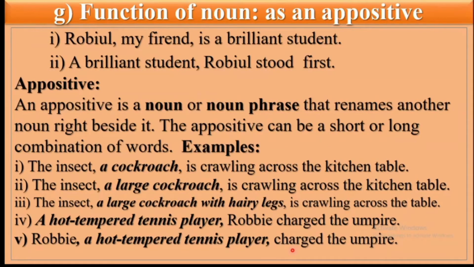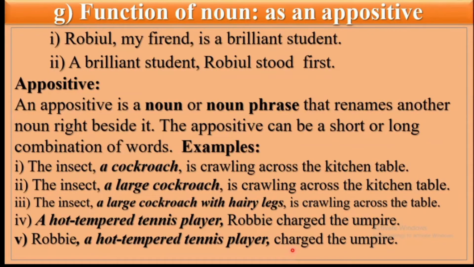In this sentence, the insect is the subject and it's a noun, and a cockroach is also a noun. And a cockroach here is actually renaming the insect. The insect, a large cockroach, is crawling across the kitchen table. In this sentence, the insect is a noun and it is the subject, and a large cockroach is renaming the subject, the insect. Now we are going back to our examples.